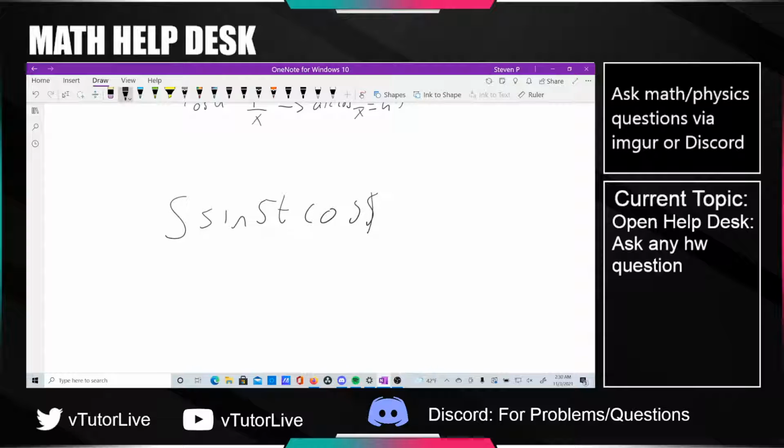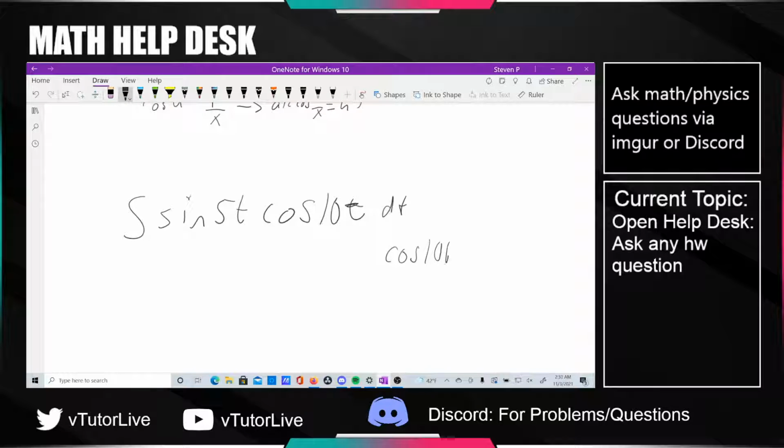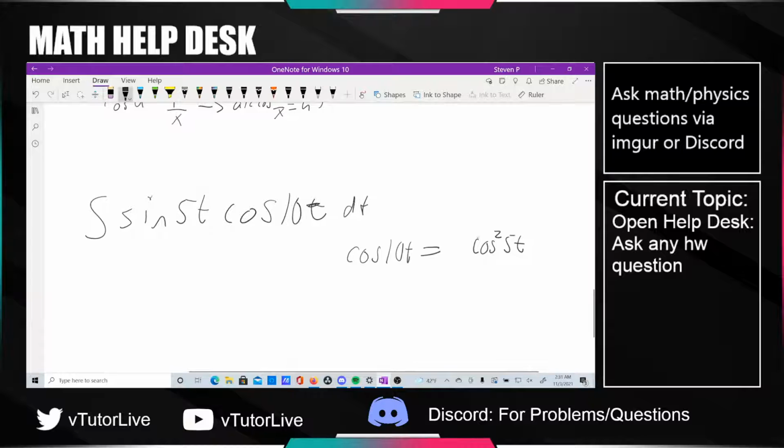My handwriting is bad enough on regular paper, but it's even worse on OneNote. But the idea is, what did we see the expression was earlier? Cosine of 10t is going to be equal to, was it 1 plus cosine squared of 5t over 2? Is that what we said? Or did I lie? I lied. It should be 2 cosine squared minus 1 over 2.